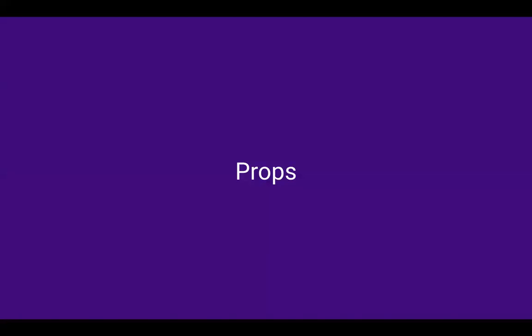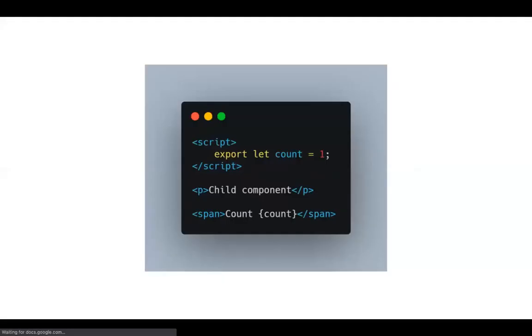Props, we sort of looked into props earlier, but let's look at it again. As I mentioned, we need to use the export keyword with Svelte components if we need to expose it as a prop. Here we have count, the default value is 1, and we use it here in the markup.